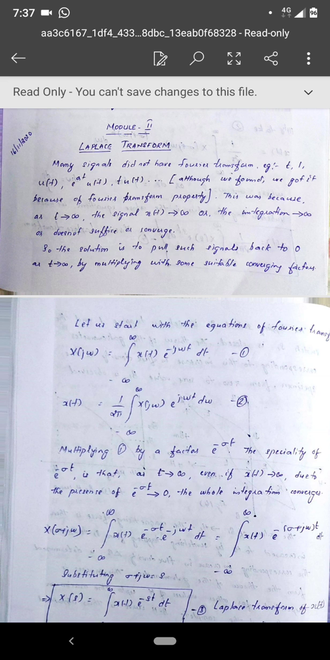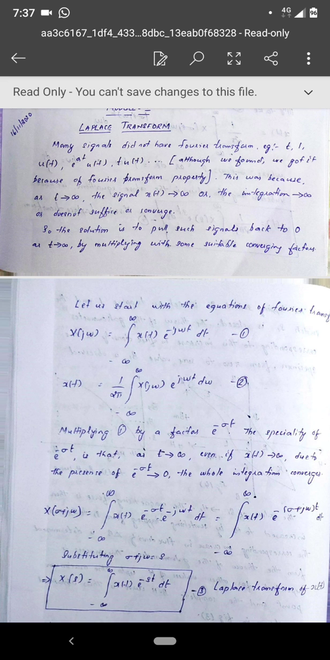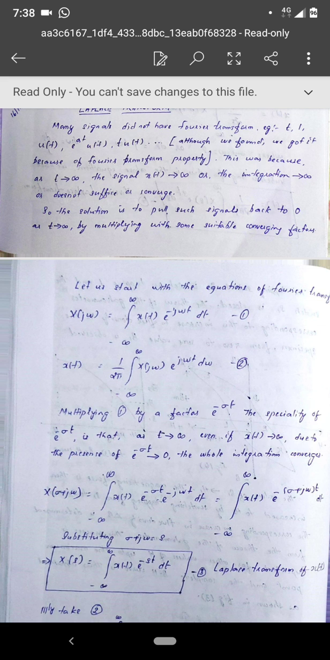The thing is that if we apply a converging factor, that is e^(-σt), if we multiply a converging factor e^(-σt) to the basic Fourier transform equation, things will change. Even though we have a signal which tends to infinity as t tends to infinity, due to the presence of such a factor, as t tends to infinity, e^(-σt) tends to 0. So this will pull the signal back towards 0.